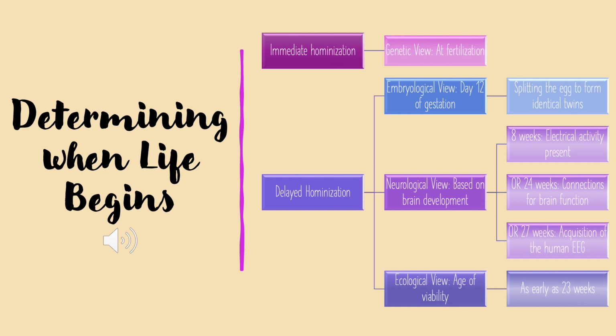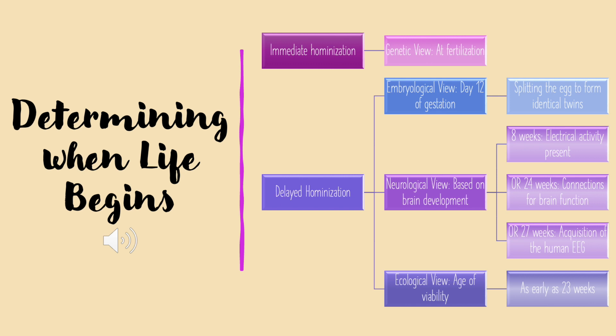So, when does life begin? We talked about when is someone a human, when is someone a person, when does life begin. And I'm going to provide some other definitions for you. There's the genetic view, which is immediate hominization: life begins at fertilization. There is the embryological view that says that life begins at day 12. This isn't day 12 after living outside the mother's womb; this is day 12 as far as the trimesters and the fertilization. So 12 days after fertilization.